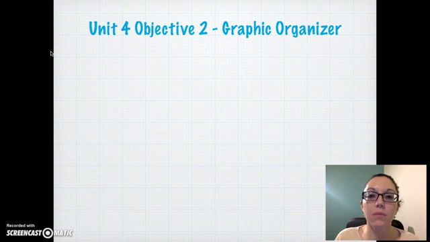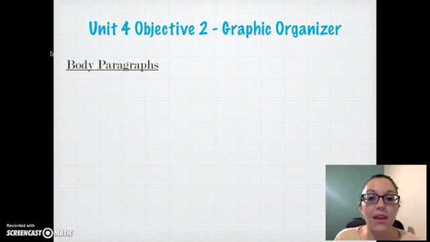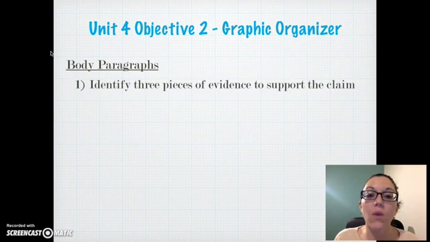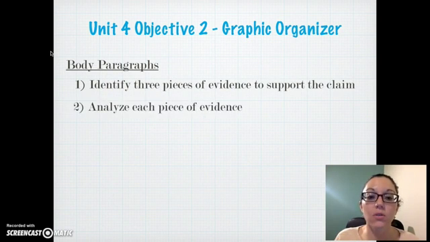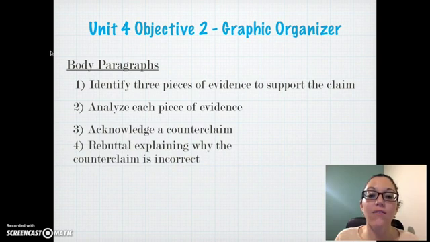Once the introduction has been completed, it is now time to create the graphic organizer for the body of the essay. This is the most important part. In the body of our essay, we are asking the students to do the following. 1. Identify 3 pieces of evidence to support the claim. 2. Analyze each piece of evidence. 3. Acknowledge a counterclaim. And 4. A rebuttal explaining why the counterclaim is incorrect.